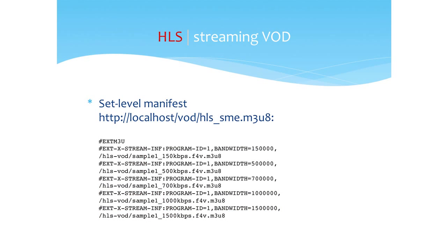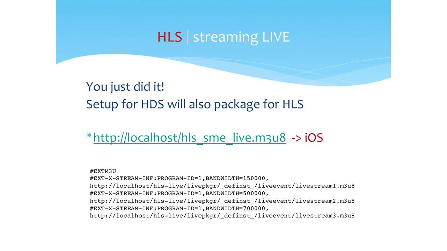You set a level manifest for HLS, which is actually a different format. It's an M3U8 playlist, and it's set up like this, so it looks slightly different, as you can see. And as I said, I'll give you all these files. To stream live, you already did all the setup for it. You just need to point to the streams using a different M3U8 playlist that points to live stream 1, live stream 2, and live stream 3.